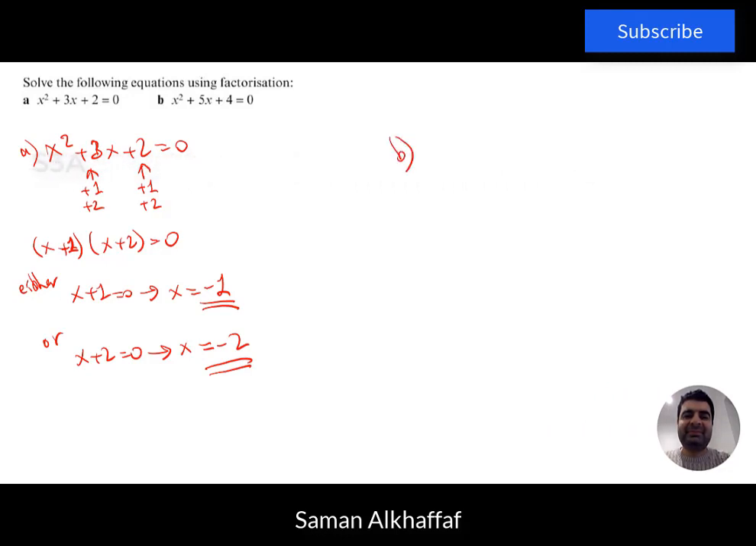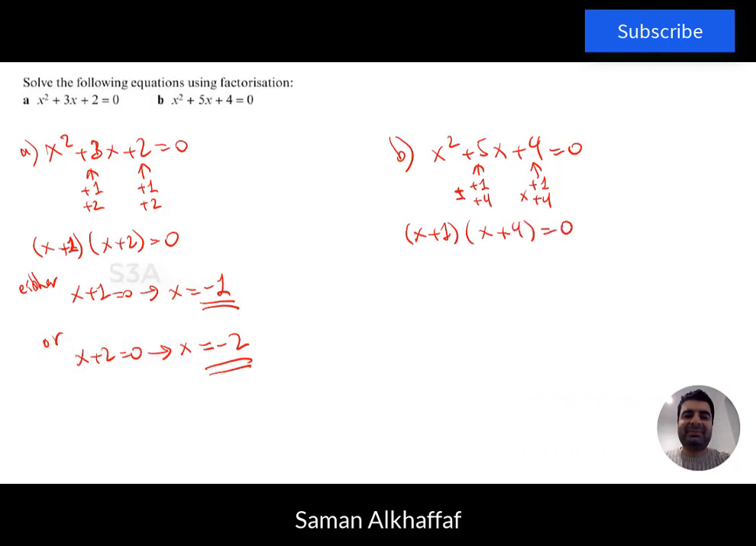For part B, we're looking at x squared plus 5x plus 4 equal 0. So first we find two values that we can add or take away that give us plus 5, so that would be plus 1 and plus 4, and two values that we can multiply by each other to give us plus 4. Again, that's plus 1 and plus 4. So to complete the square, we would have x plus 1 for the first bracket, and the second bracket would be x plus 4 equal to 0.